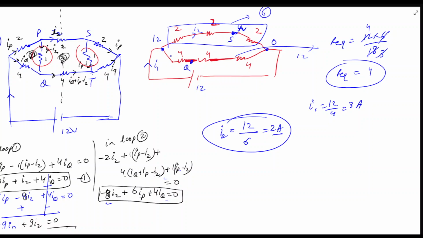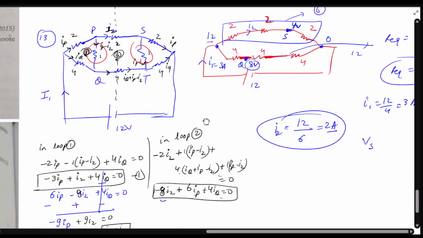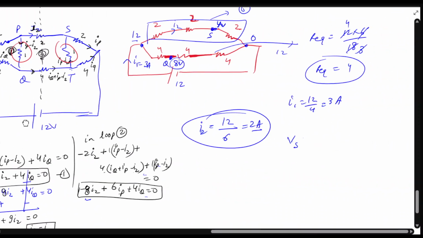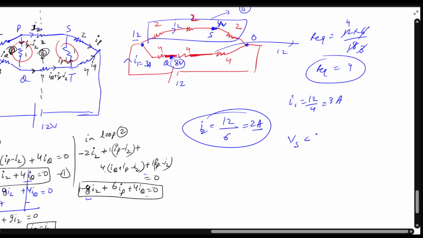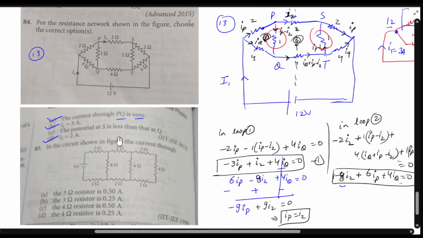Now, in this, the current is 1 ampere, because this total current is 3 ampere and I2 is 2 ampere. So 1 ampere is going through this and it is at 4. So potential difference is 4 volts. So if this is 12, then it must be 8 volt. So of course, the potential at S is, what is it asking? S and Q, right? So potential at S is less than potential at Q. So this is also correct.